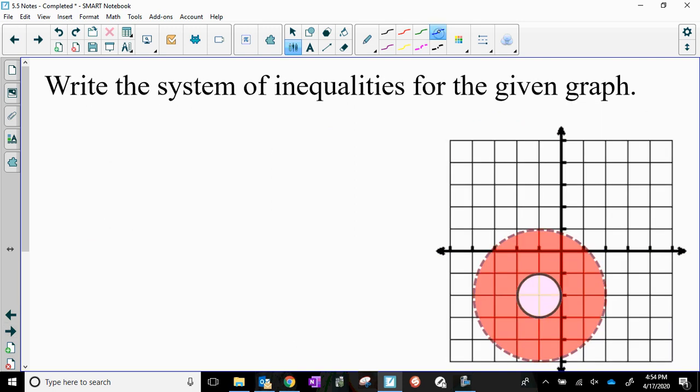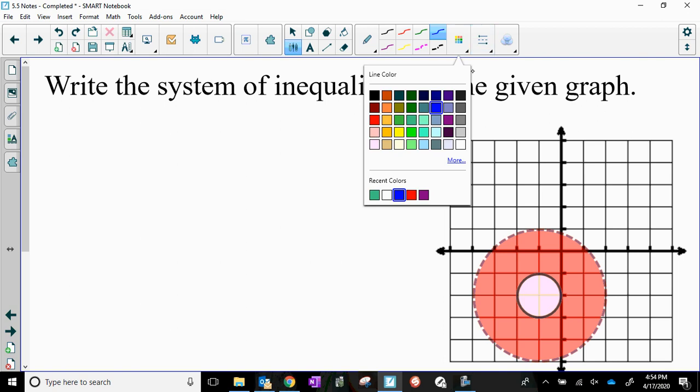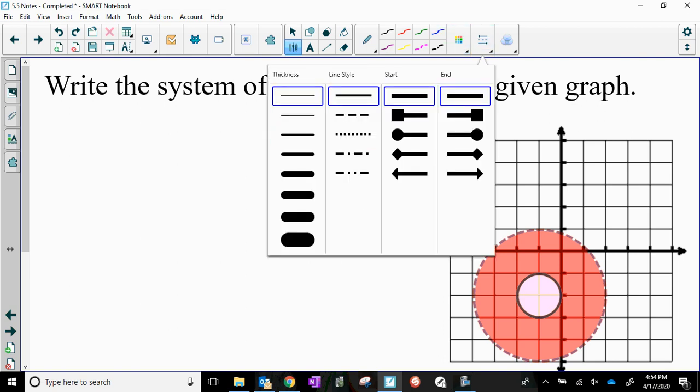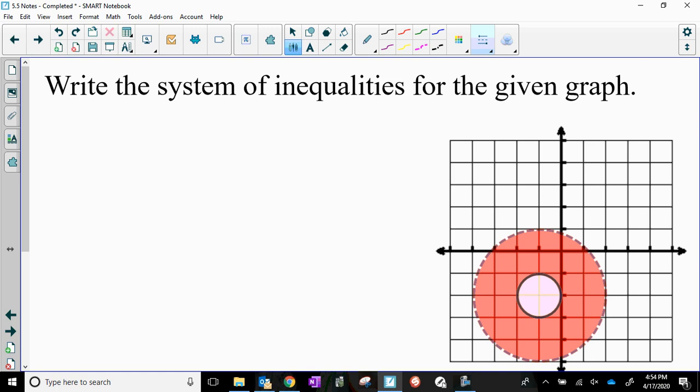All right, our last problem. In our last problem, we are asked to write the inequality of this graph. The inside circle is going to be solid, the outside circle is going to be dashed. These are conic sections. Write the equation of the conic section.